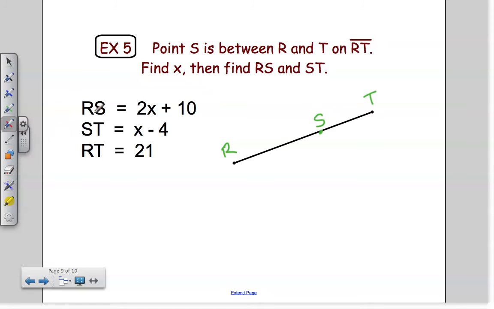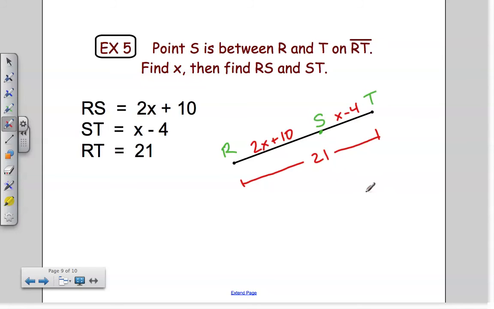Alright, here's what I know. I know that RS equals 2x plus 10. RS would be the distance between R and S, and that's 2x plus 10. I know that ST, which is here to here, is x minus 4. And finally, I know that RT is 21. Now RT would be this entire segment length.